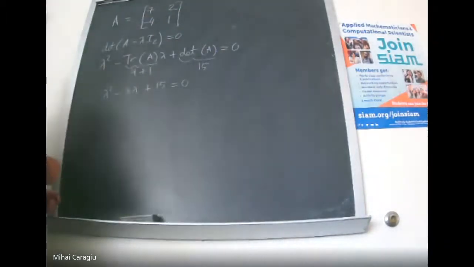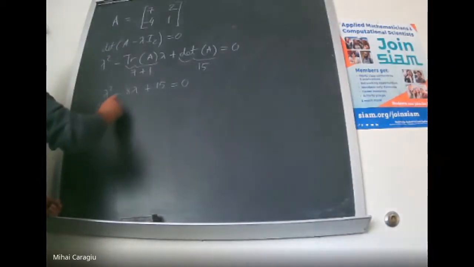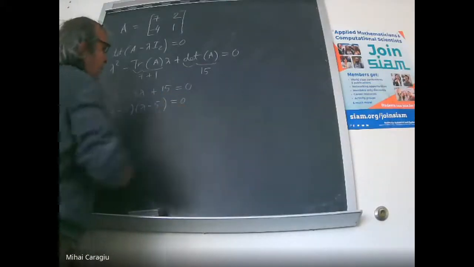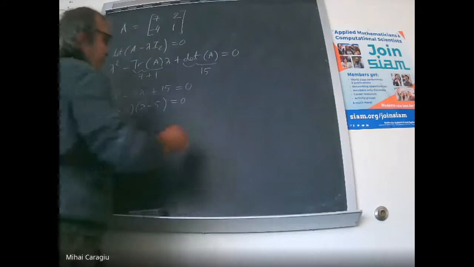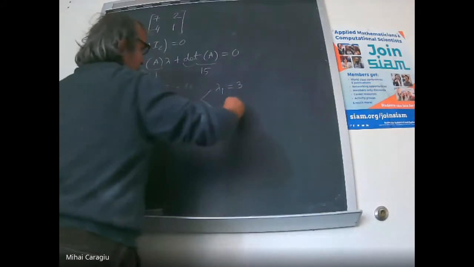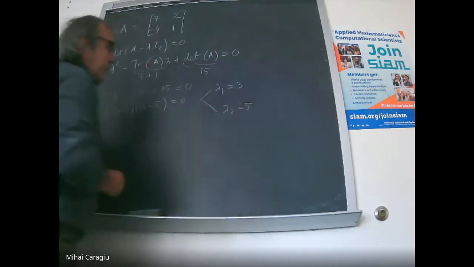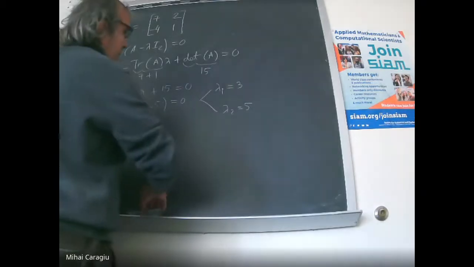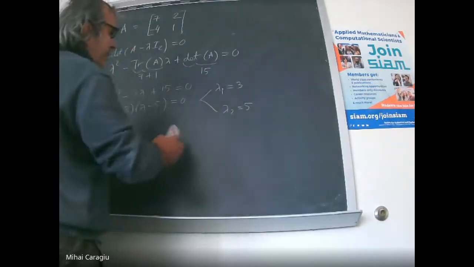Okay, so we got the characteristic equation. Let's solve to find eigenvalues. So lambda minus 3 times lambda minus 5, in this case easy to solve, equals 0. So we'll get lambda 1 equals 3 and lambda 2 equals 5, the two eigenvalues of the matrix A. Now, for each of those eigenvalues, in the next step, we have to find an eigenvector. So let's take them one after the other.